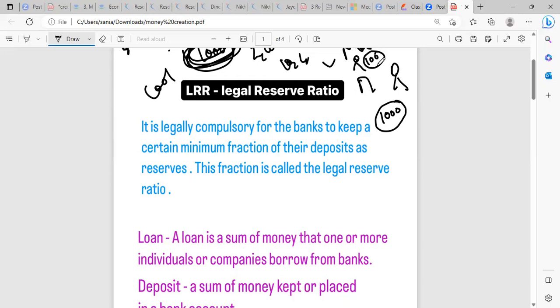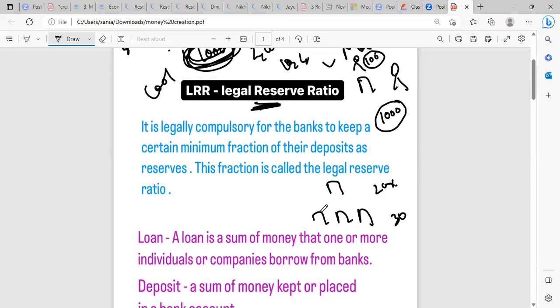But 100 rupees you have to deposit with your mom. Right? So similarly, if these are the commercial banks, of course they are getting the deposits and this is the central bank. So central bank always keeps a reserve, like 20% of whatever you are getting, you have to keep it with me as a reserve. Right? 20%, 30% is decided by the central bank only. So it is legally compulsory.